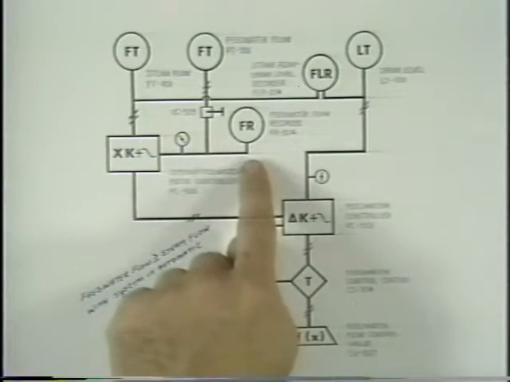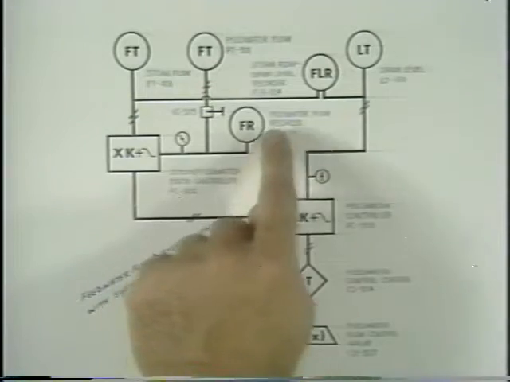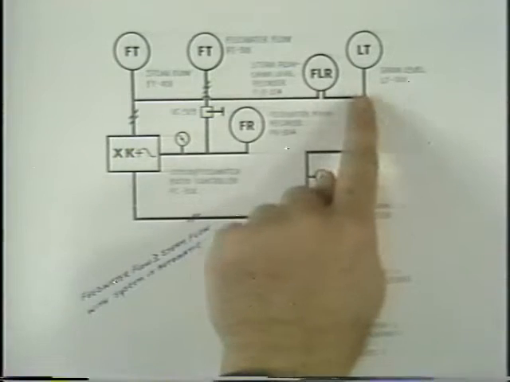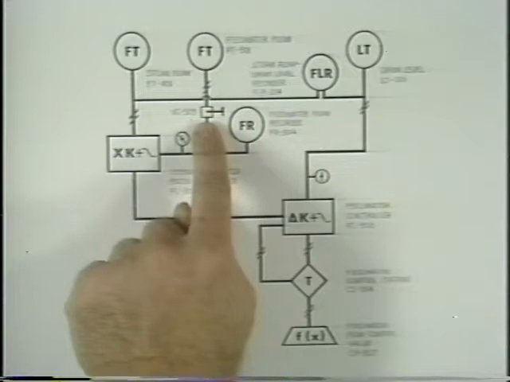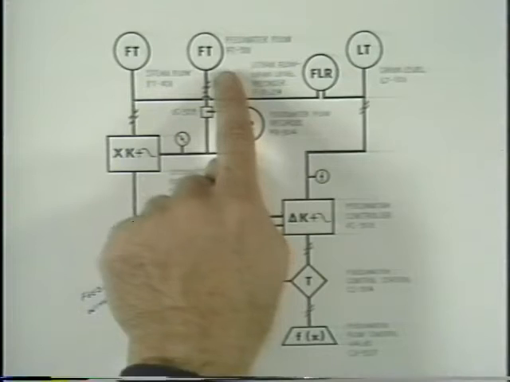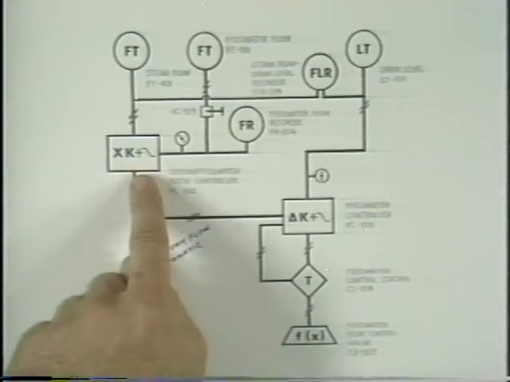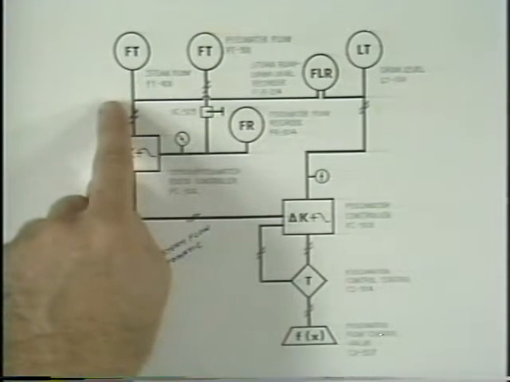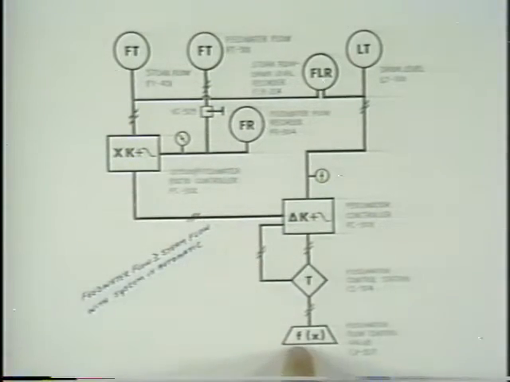Let's see. And this is a flow recorder. It records the value of the feed water flow, and this recorder here makes a record of both the steam flow and the drum level. This is a volume chamber. Its purpose is to delay the signal from the feed water flow transmitter, giving the ratio controller time to respond to the change in steam flow demand. This ensures that the system will be provided with the correct amount of water for the new amount of steam flow.